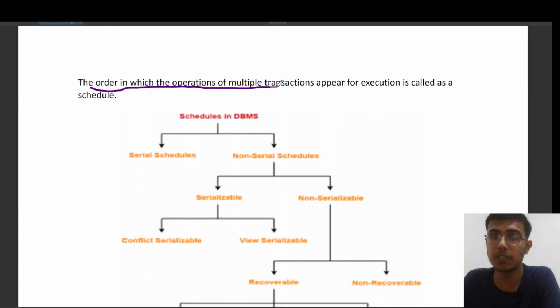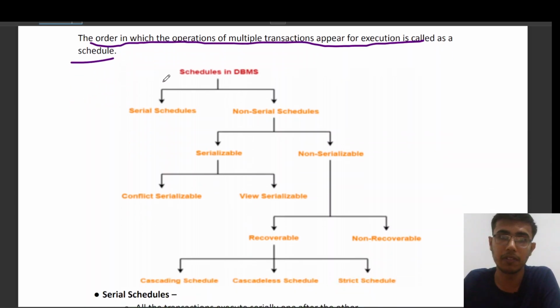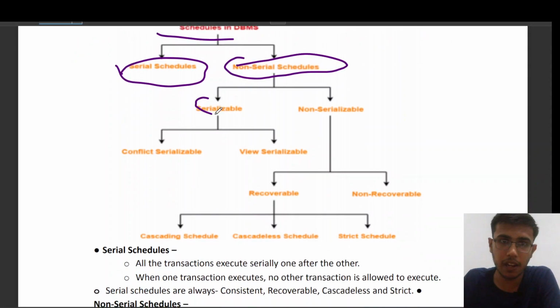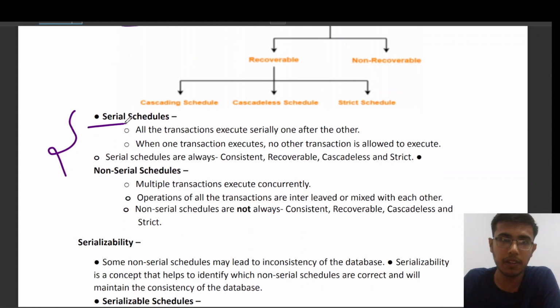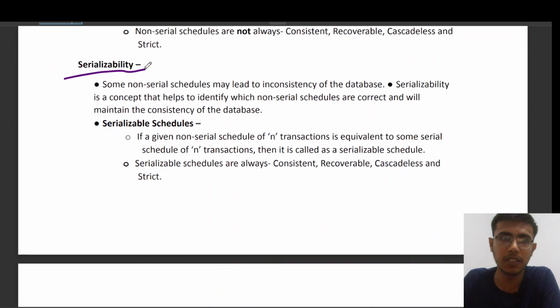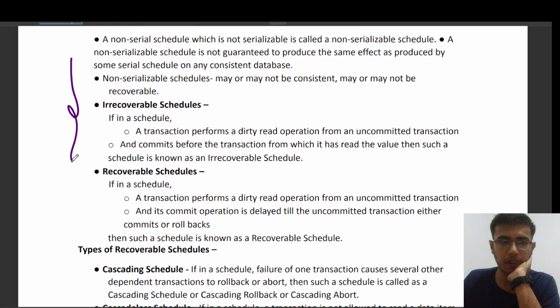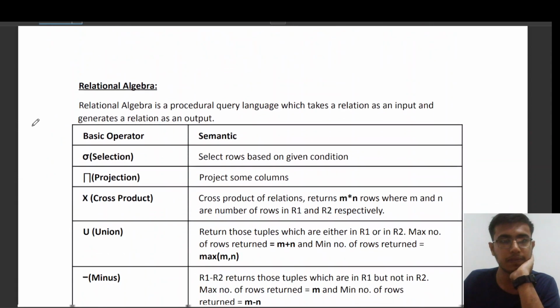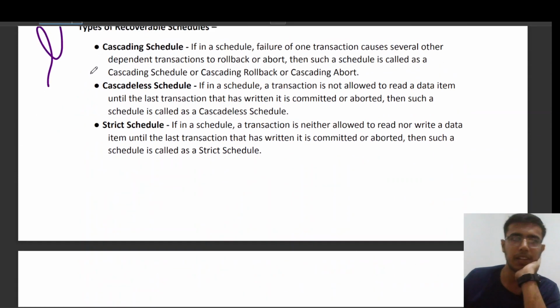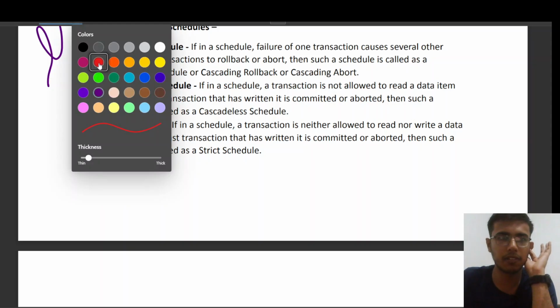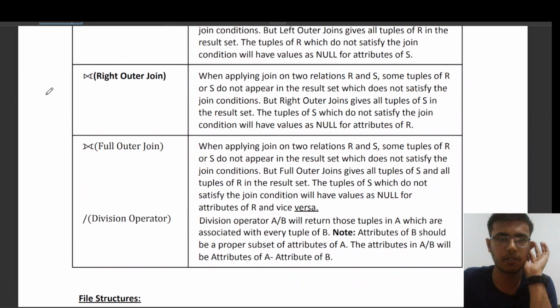The order in which operations of multiple transactions are executed is known as a schedule. Schedule means serial schedule and non-serial schedule. There are various types of schedules available: serial schedule, non-serial schedule, conflict schedule, serializability and its types, and recoverable schedules. These are some of the schedules that we will discuss in another video.